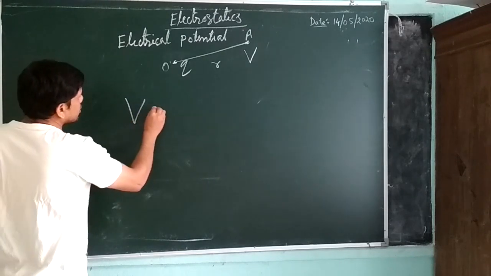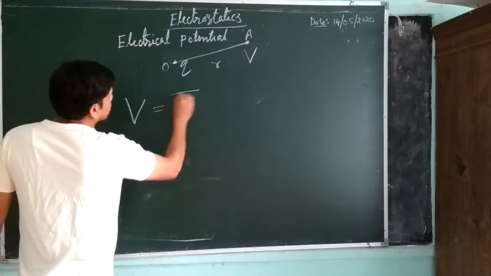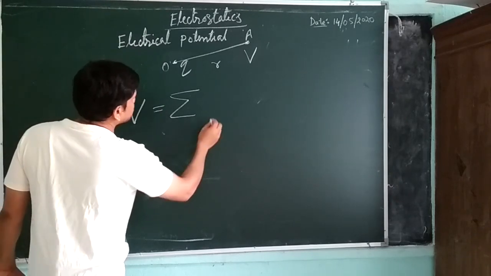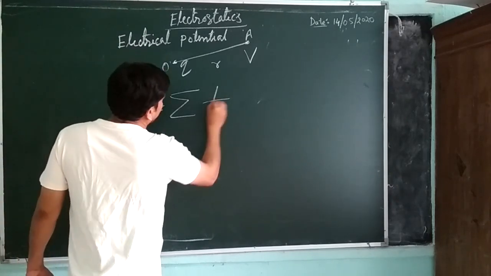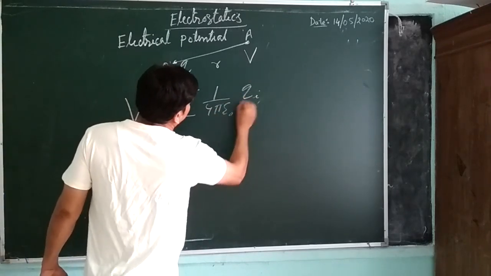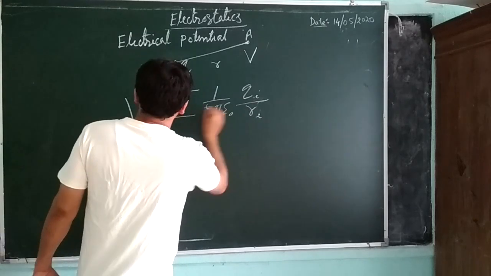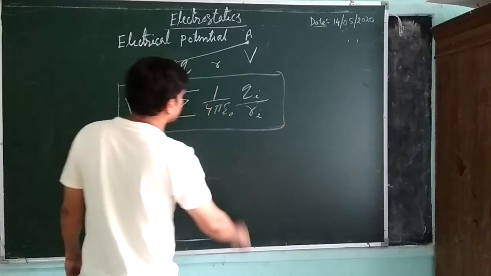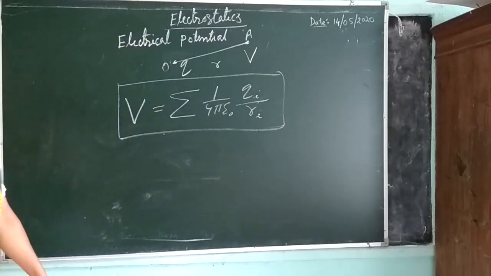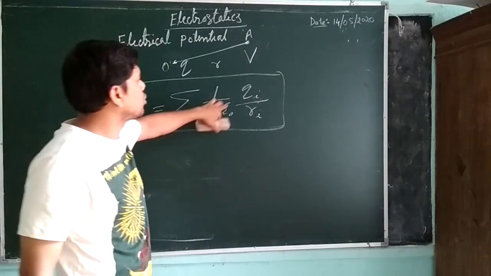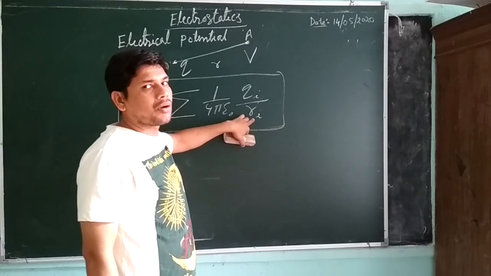V equals the summation over the system of charges of 1 by 4 pi epsilon naught Qi by Ri. This is the formula to find the potential due to a system of charges. The total potential, if denoted by V, equals the summation of 1 by 4 pi epsilon naught Qi by Ri.